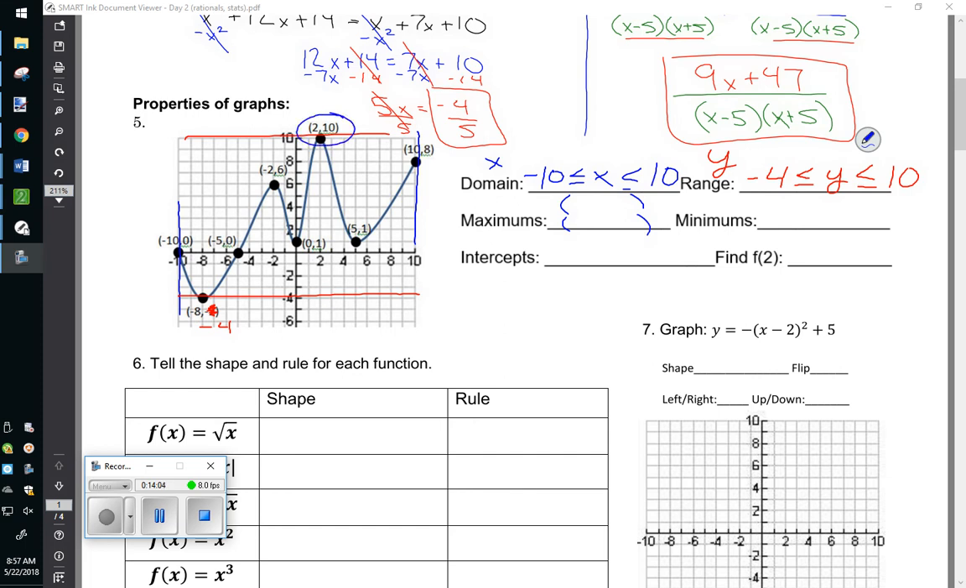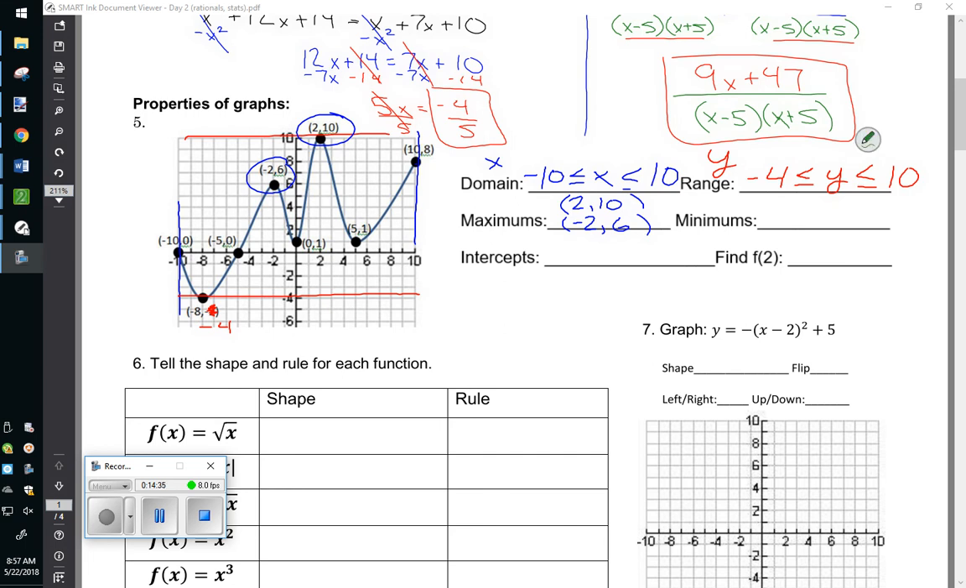Positive 2, 10, that's one of them. What's the other one going to be? Negative 2, 6. That one right there. Y is 10 at 8, not a maximum. That's where it stops. It doesn't go back down. It's got to go up and down again. So those are my two maximums, because it goes from going up to going down. It doesn't have to be the tallest point, just that it goes up and goes down. It's a peak.